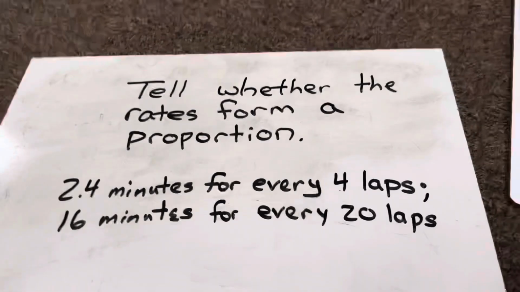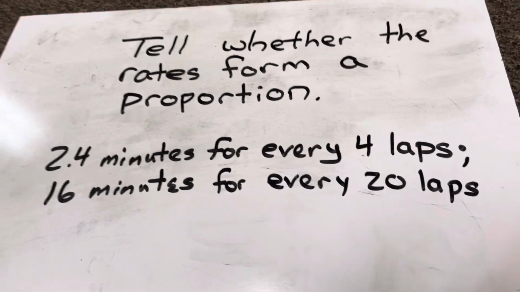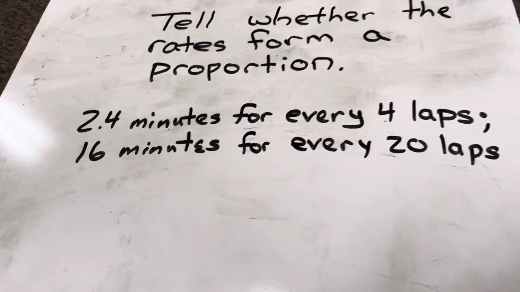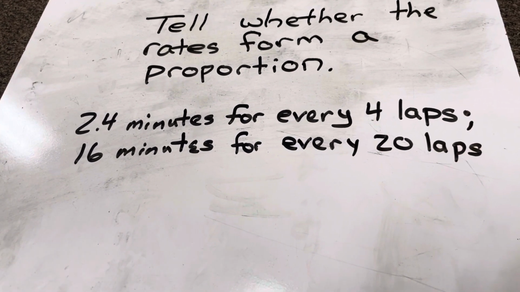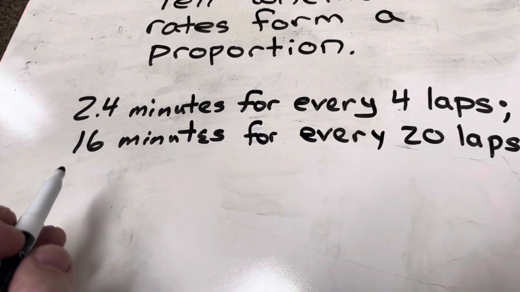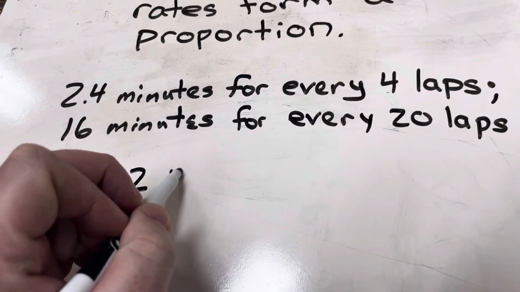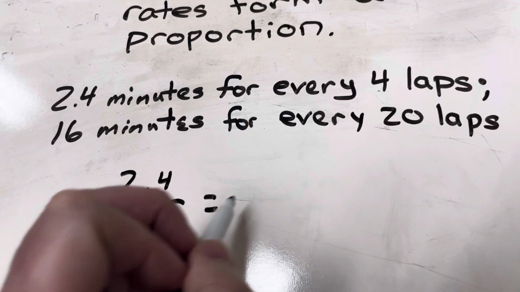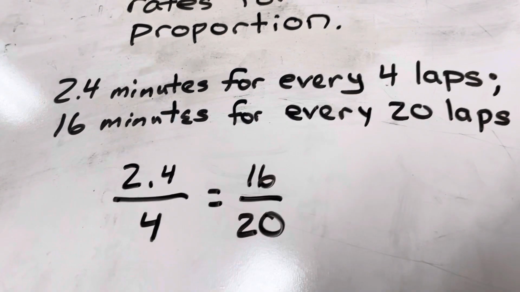Tell whether the rates form a proportion. So we have two different rates here: 2.4 minutes for every 4 laps, 16 minutes for every 20 laps. Okay, so if I want to set this up, 2.4 minutes for every 4 laps, is that equal to 16 minutes for every 20 laps?